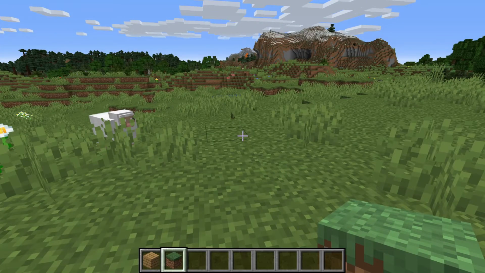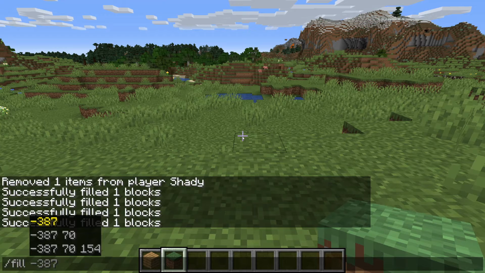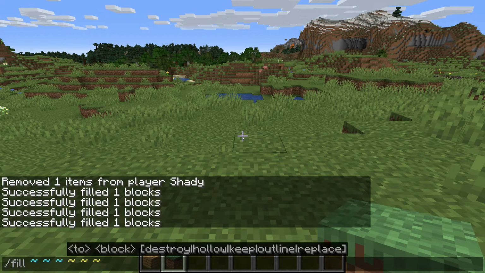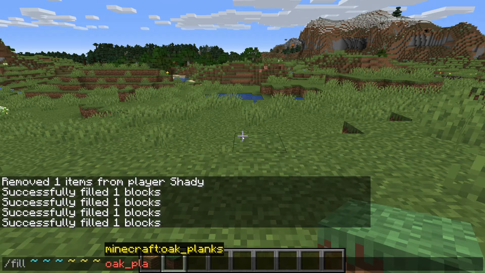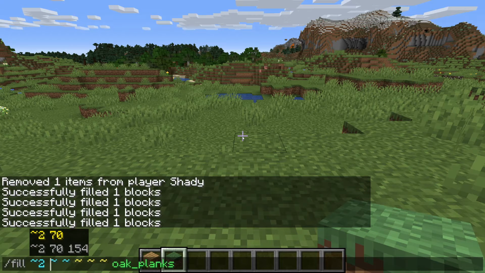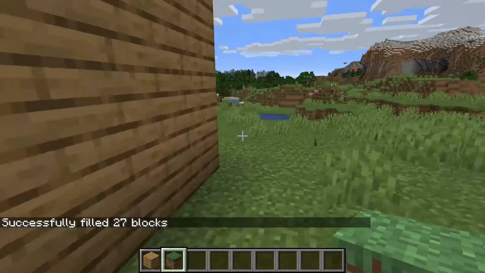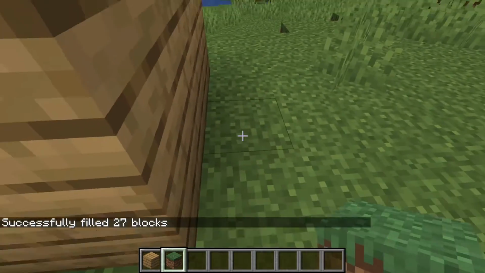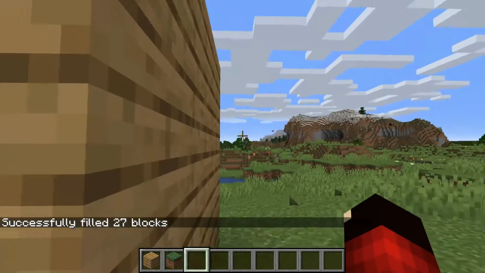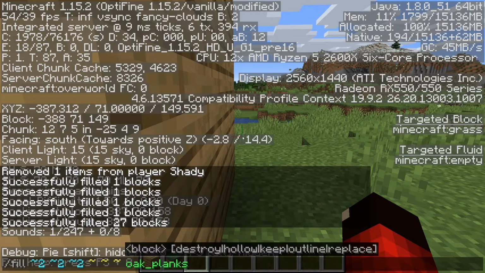So let's move on to some more complicated stuff. If I do slash fill, and then squiggly line, squiggly line, squiggly line, 3 more times, the block of choice, we know that it will replace the block that I'm standing in. But if we do 2, 2, 2, we'll get a cube. Now you might be wondering, oh, how come it went that way, not that way, or that way, or that way? Well, that's because, remember, I said it's relative to your coordinates. Remember, I put positive for every single number.